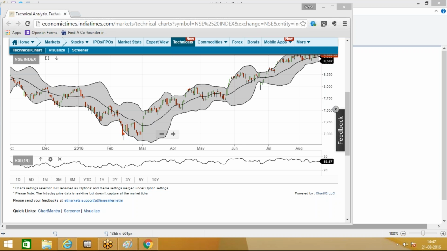If the other indicators are also giving you similar signals, then the surety of the call increases basically.